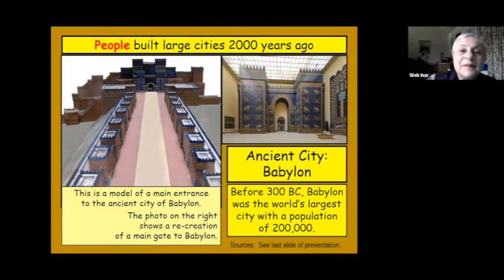And just to give you a feeling for what a large, magnificent city looked like in 300 BC, there are models and then recreations of Babylon. Babylon was the world's largest city with a population of 200,000 in 300 BC. A spectacular city in the Middle East. We'll show you on a map where it's located soon.